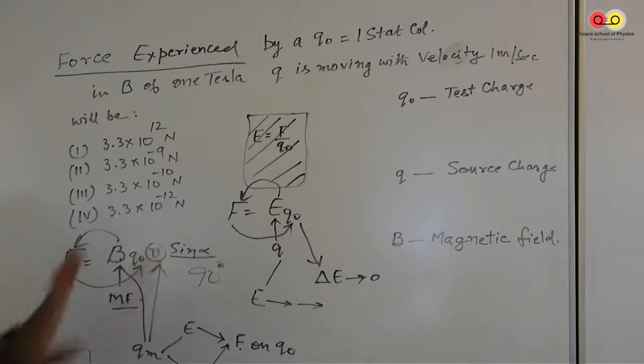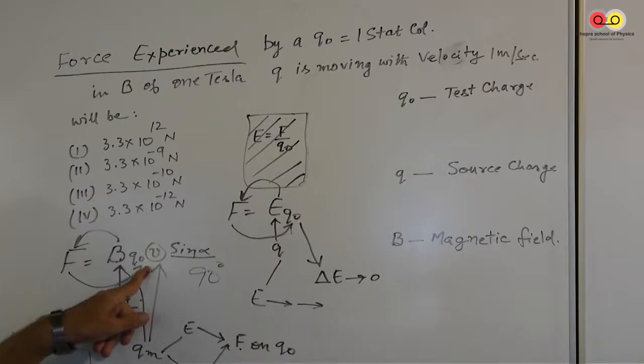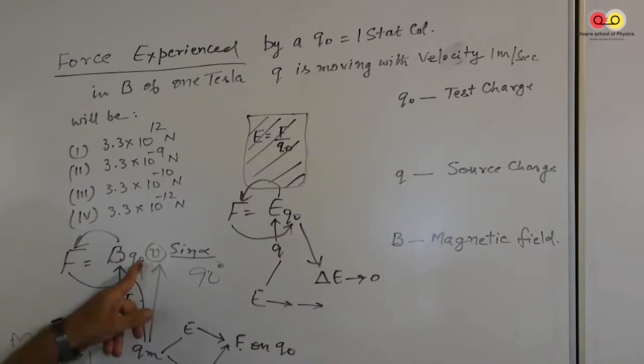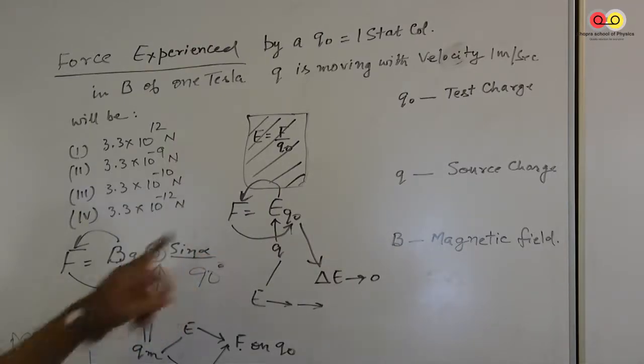B Q naught V sine alpha. Q naught is the test charge, force will be exerted on the test charge, and V is the velocity of the moving source charge. And alpha is the angle of inclination.